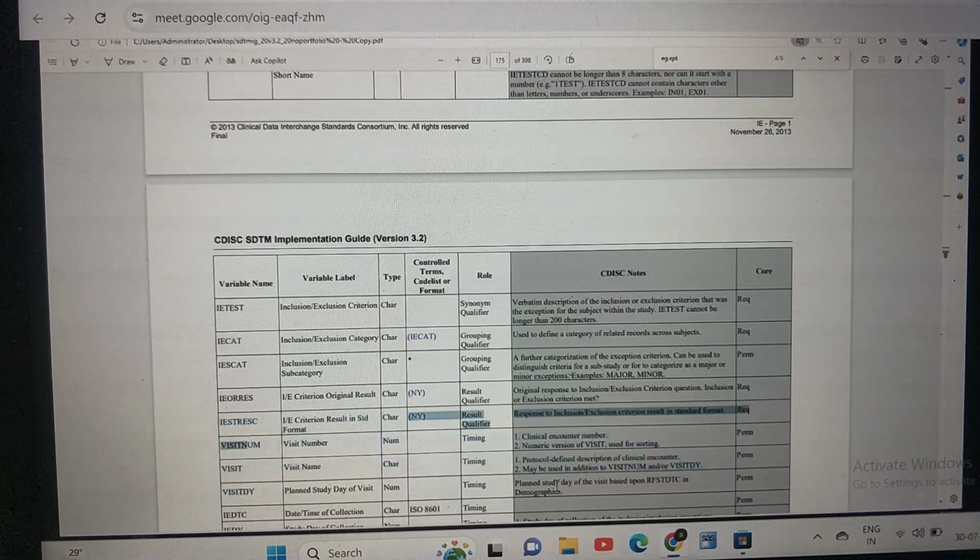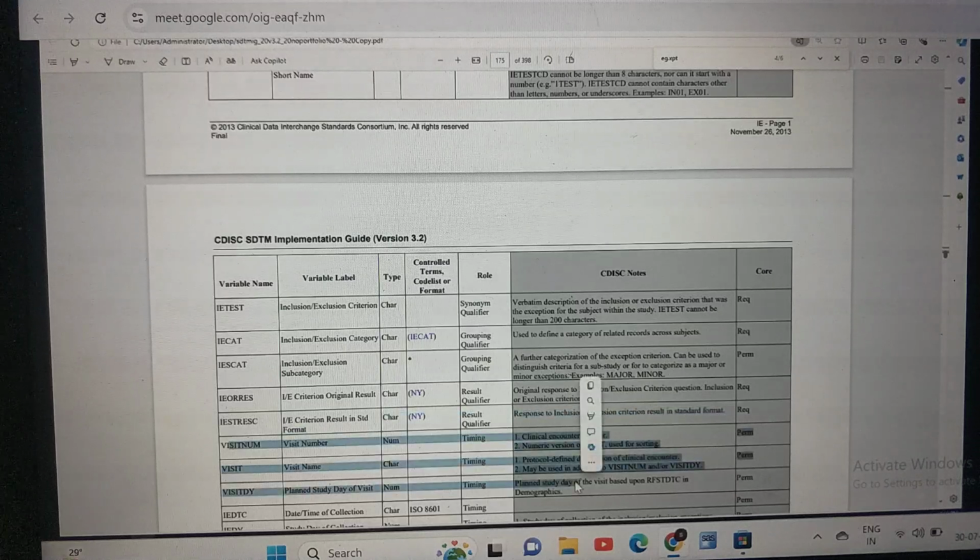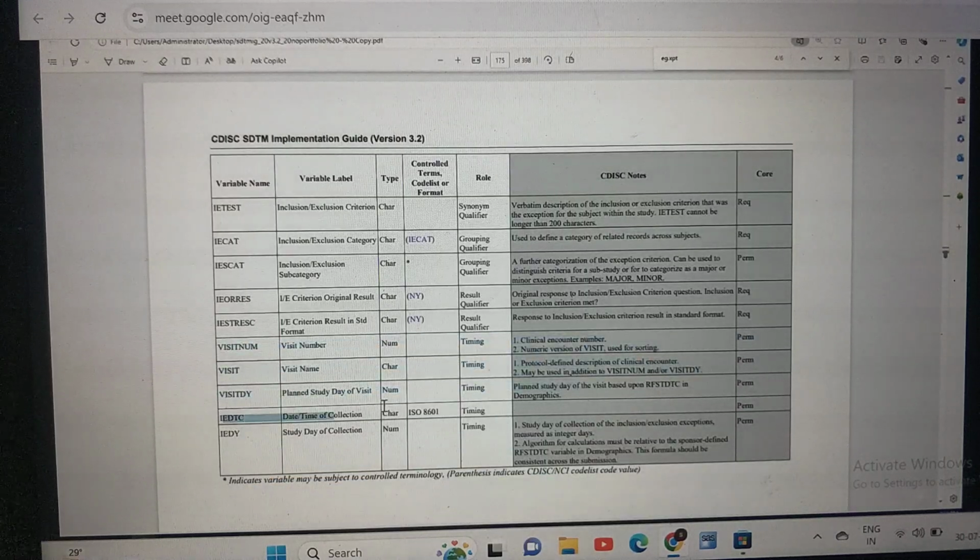Most of the cases this will come under the screening visit only. Why? Because only at the screening visit is it going to capture the inclusion exclusion criteria. Only once this is checked should the subject sign the informed consent, after they check these screening criteria. If it is screen passed, it means this subject met all the inclusion exclusion criteria. So IEDTC is nothing but the collection date of the particular inclusion exclusion criteria, and then IEDY is nothing but the study day. That's it. Here we don't have many variables.